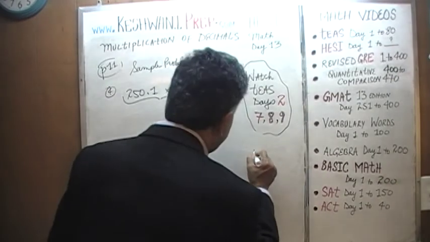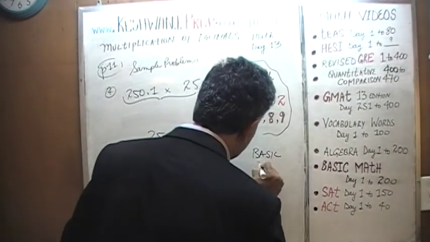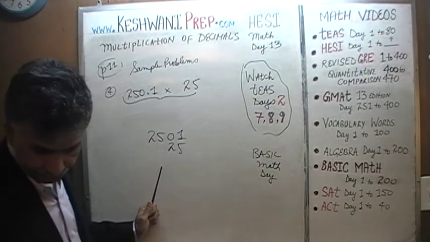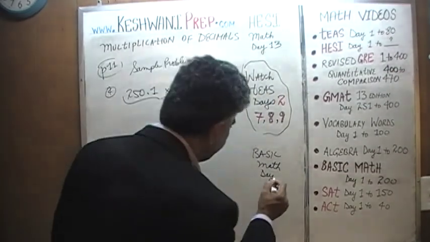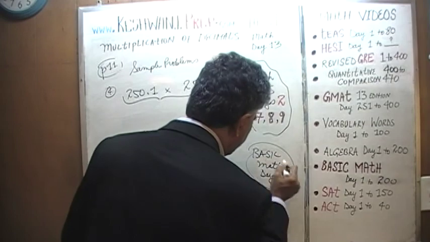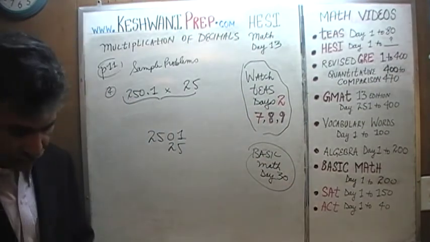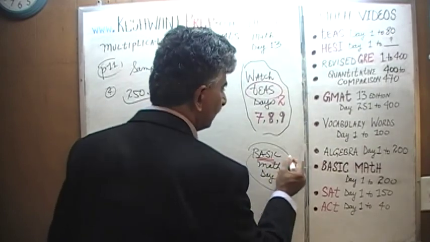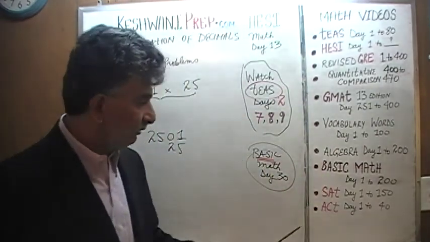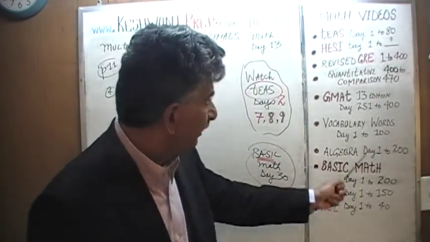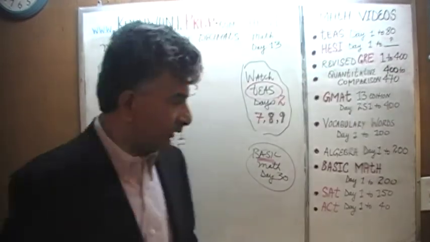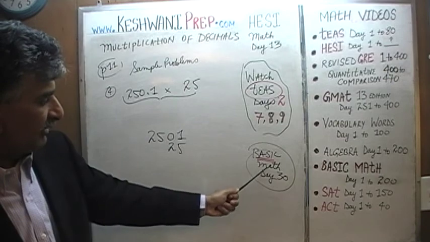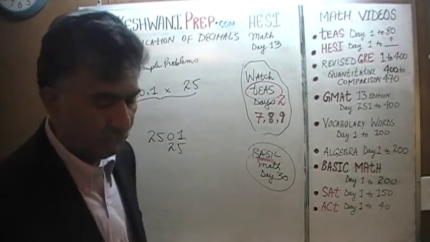Another video that you might find helpful is Basic Math Day 30. Don't confuse the two. This is TEAS and this is Basic Math. Those are two different concepts, two different series: the series of Basic Math and the series of TEAS. So here put down TEAS Math Day 7, and here you'll put down Basic Math Day 30. The video will pop right up.